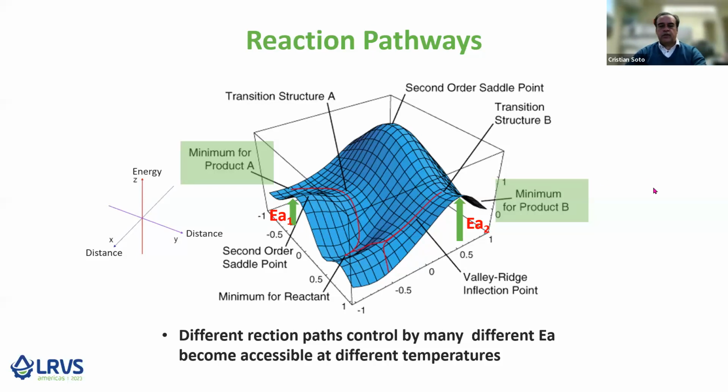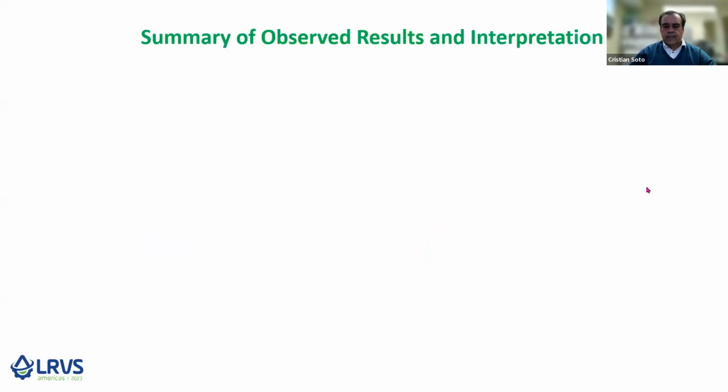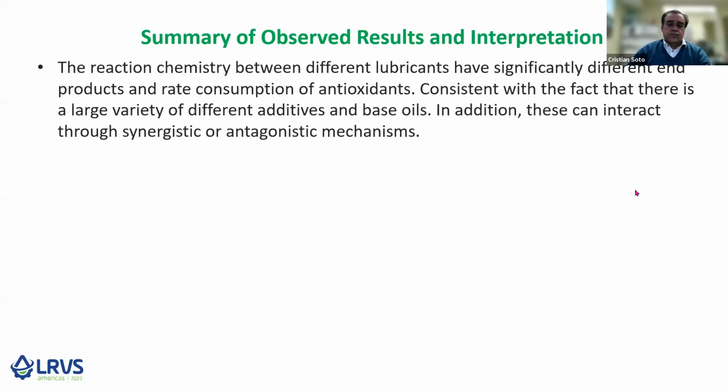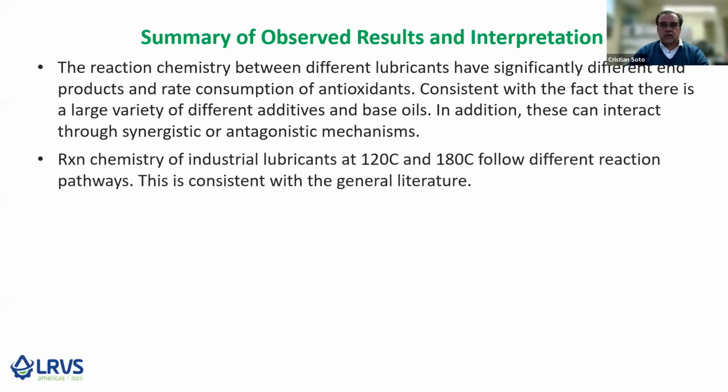There's a lot more details to this, but it's just a visual on how these reaction pathways operate. Okay, summary. The reaction chemistry of different lubricants can yield very different products and different rates of consumption of antioxidants. This is consistent with the fact that there are many different additives and base oils and different operation temperatures for the different systems. So in practice, one can see a wide variety of different compounds being formed.